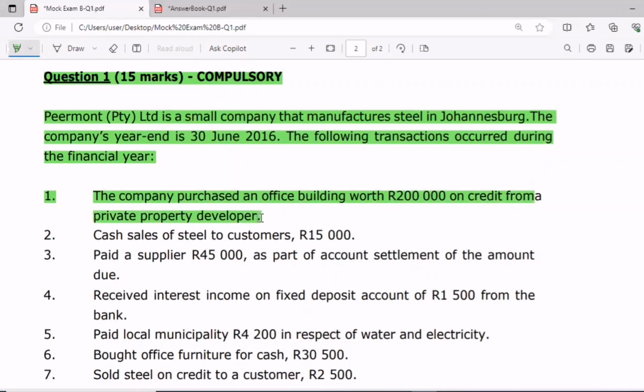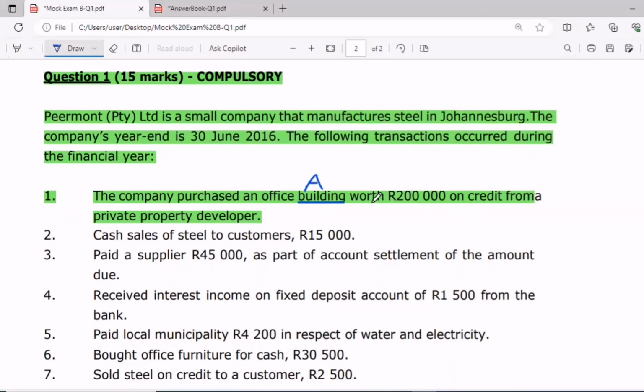Guys, remember the principle. Step 1, identify 2 accounts affected. So now, can we identify 2 accounts that are affected here? So the first account is building. So this is an asset, guys. So building is an asset. So I will put A to show that this will affect the asset section.